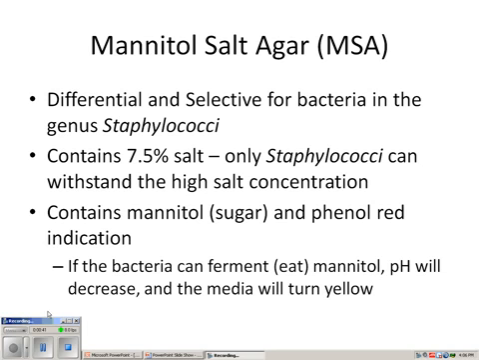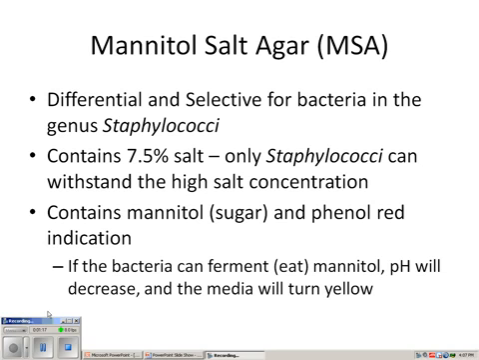Since you are learning an abbreviation, of course, you need to know what the abbreviation stands for. MSA stands for mannitol salt agar. The name of the media tells you that it has two major components, mannitol and salt. Mannitol is a sugar, and we all, of course, know what salt is. In lecture, we learned that not all bacteria like to grow in the presence of salt, and those that do like to grow in the presence of salt are considered halophiles.